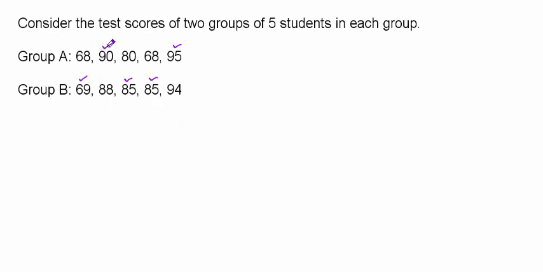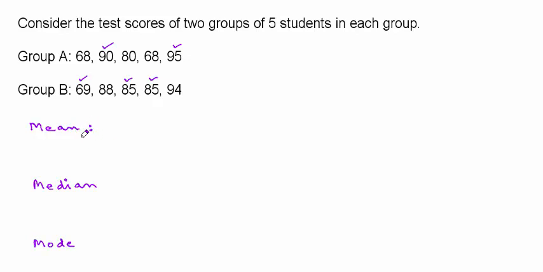The idea is to represent group A with a single number that is representative of all the scores in group A, and similarly have a single number for group B that represents all the scores in group B, one single number, and then we could compare those two numbers. And that's exactly why you want to learn about the mean, the median, and the mode.